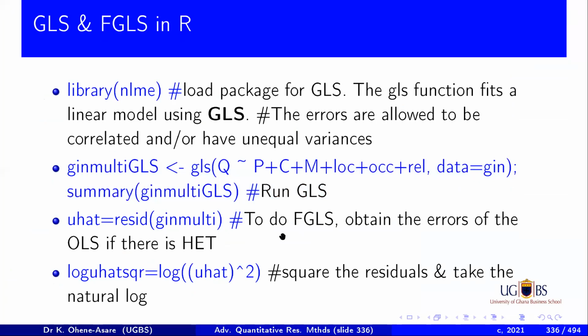Okay? So to do the feasible GLS, we need to extract the residuals of the OLS if there is heteroscedasticity. And guys, you remember that when we did some analysis previously, we were able to detect that there was some level of heteroscedasticity. So we take the residuals of the results. Do you remember our gen multi? That is an OLS. Okay. So we take that, and then we create the residuals from that.